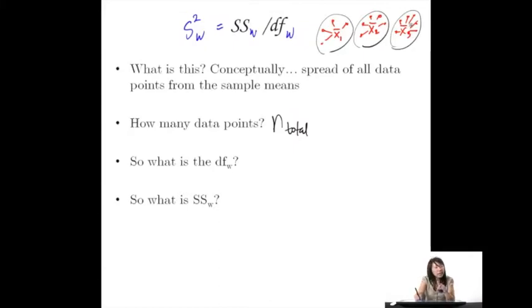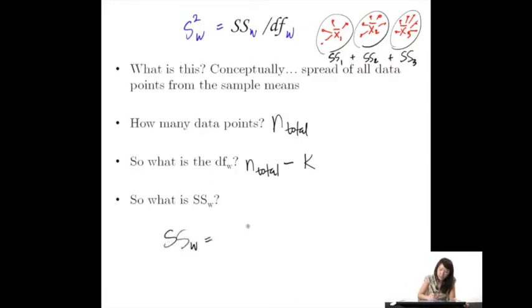Remember, we have a letter for how many groups you have, and that's k, right? So it's really going to be n total minus k, the number of groups. And that's going to give us the degrees of freedom within. So what is the sum of squares within? Well, the sum of squares within is really just going to be the sum of squares here plus the sum of squares here plus the sum of squares here, right? So for each group, just get the sum of squares. That's a pretty easy idea. So the sum of squares within is just add up all the sum of squares.